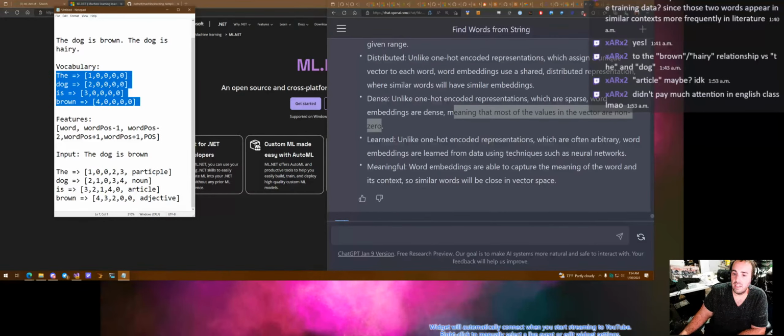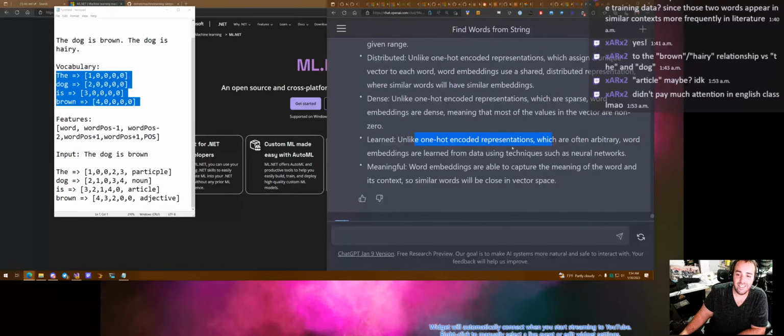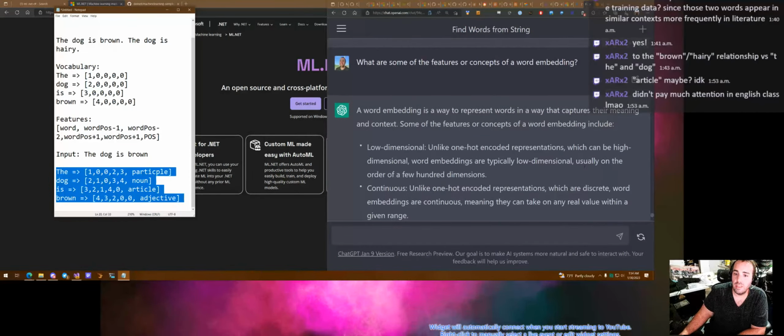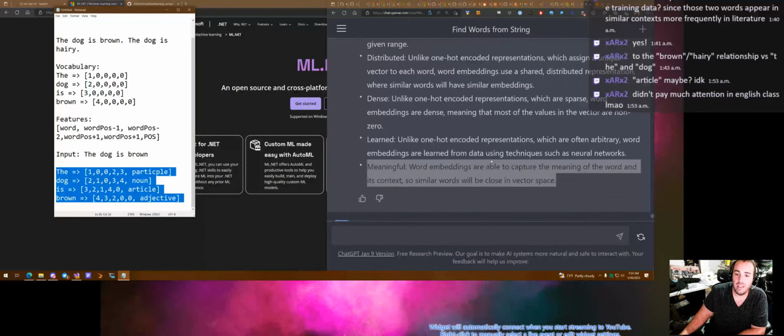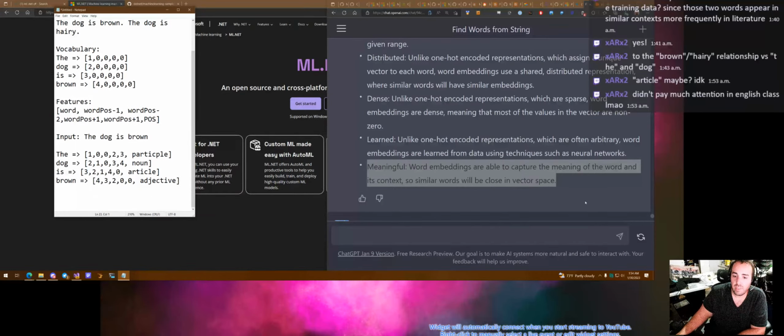Learned. Unlike one-hot encodings, which are often arbitrary. Yeah, that was the part about the one-hot coded reference being often arbitrary. Word embeddings are learned from data using techniques such as neural networks. Meaningful: word embeddings are able to capture the meaning of a word and its context, with similar words close in vector space. So I think this would be a meaningful word embedding here, right? I think that would be a meaningful one, is what they would call it.